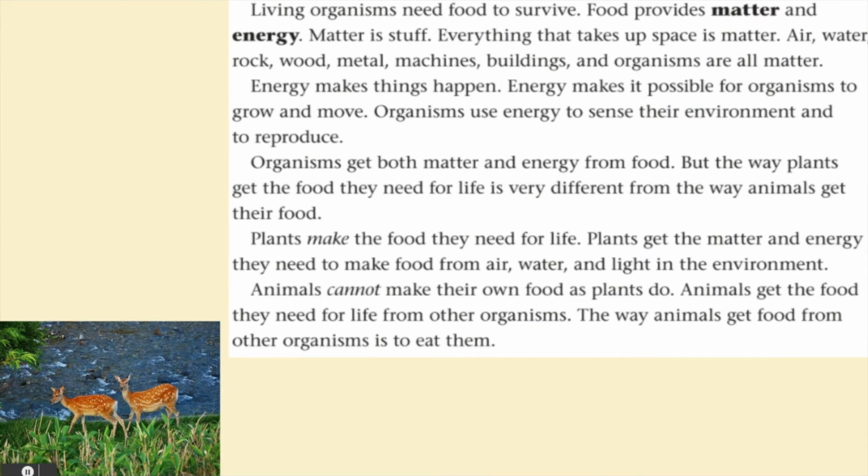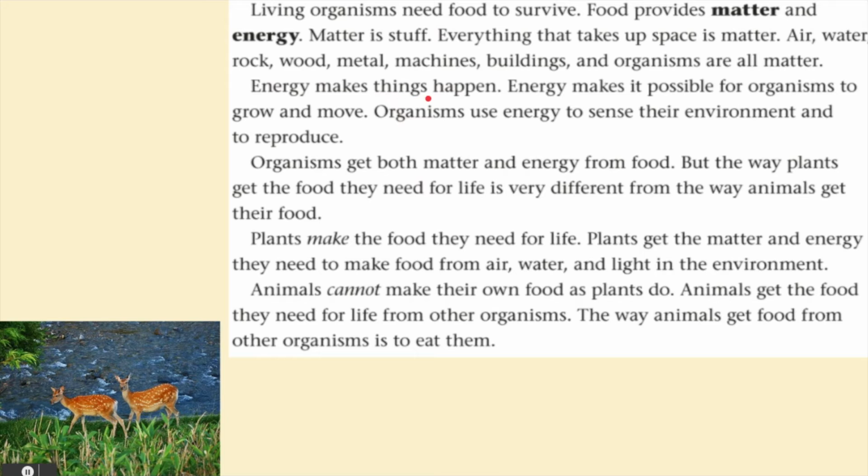Ecologists are able to learn a lot from their studies. For example, they know living organisms need food to survive. Food provides matter and energy. What is matter? Matter is stuff. Everything that takes up space is matter. Air, water, rock, wood, metal, machines, buildings, and organisms are all matter.